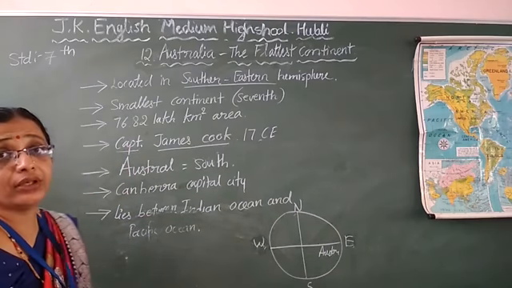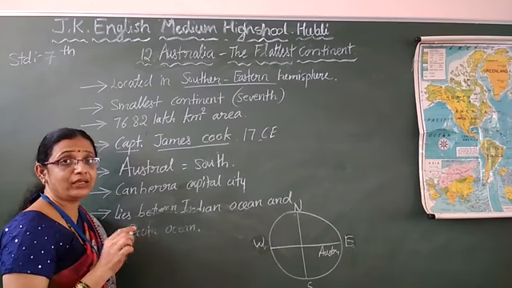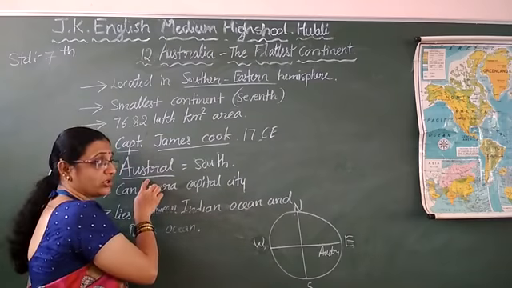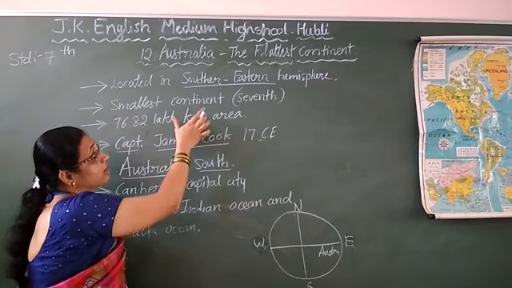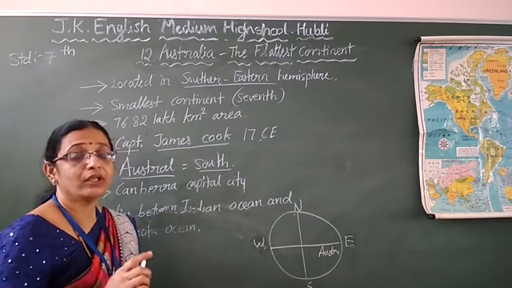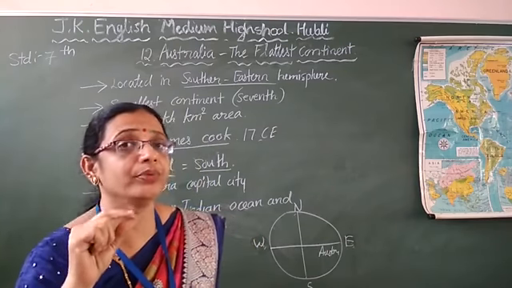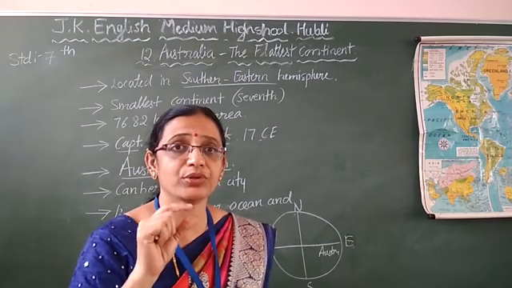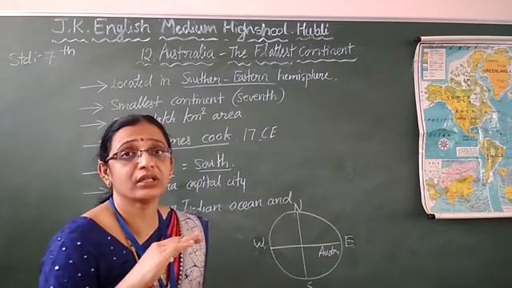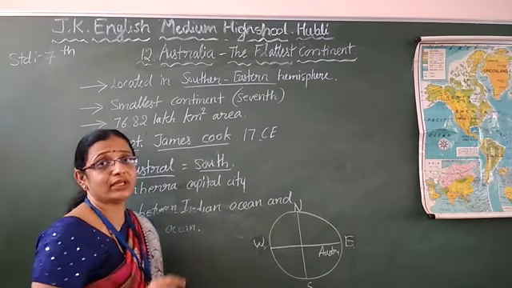Now the Australian name, how did it come? See children, the name Australia came from the Latin word austral. Austral is a Latin word. The meaning of austral is south. As this continent is completely in the southern part, it is called Australia. Even South America is in the southern hemisphere, but a little portion of the top north of South America is in the northern hemisphere. But this Australia is not at all touching the equator. Completely it is in the southern hemisphere only. That's why it is called Australia.